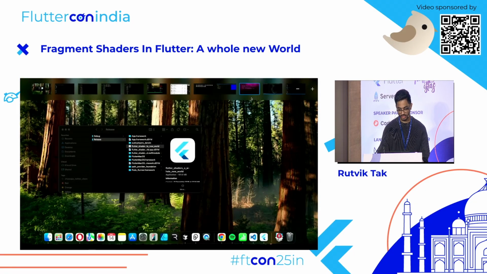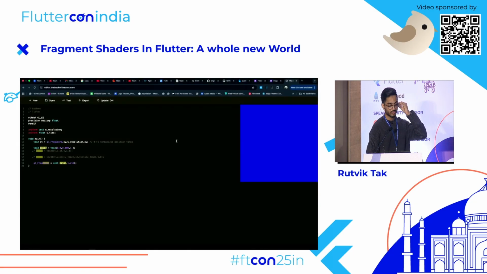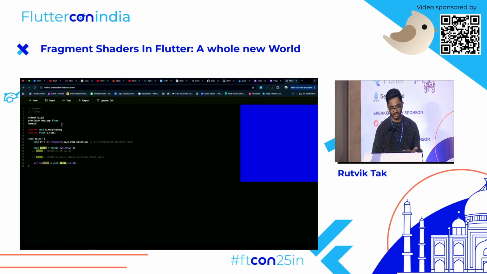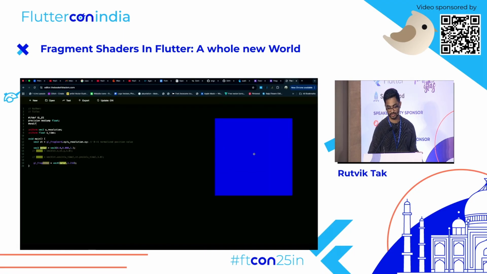OK, so what we'll do now is I'll show you a quick little example of shader code. Right now we are working in a web IDE called editors.bookofshaders.com. It's an online site where you can write a shader and see its output in this box over here. You can drag it here.